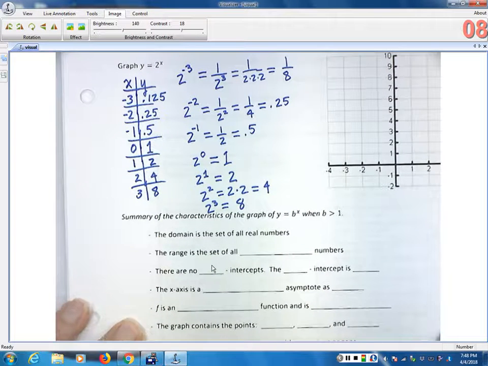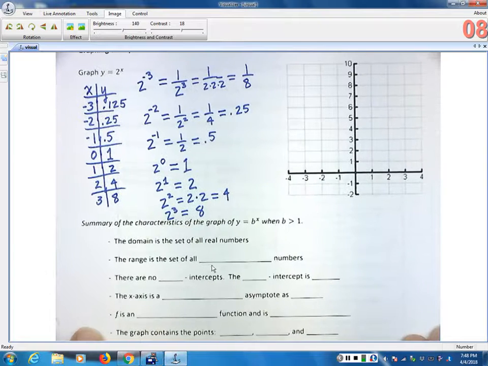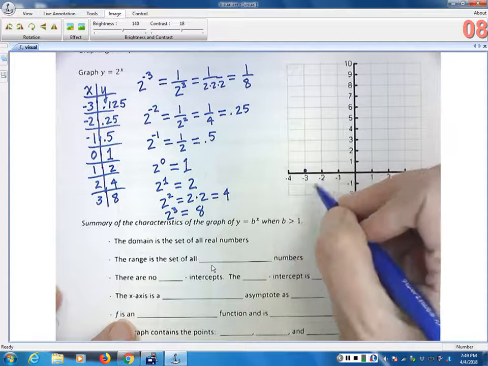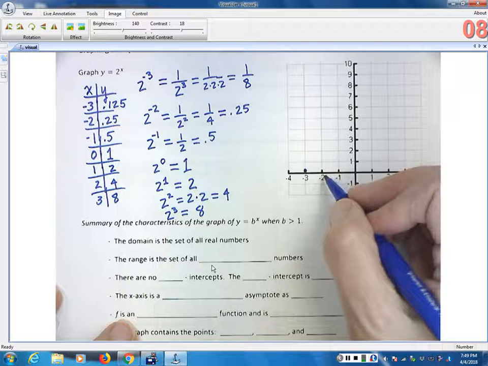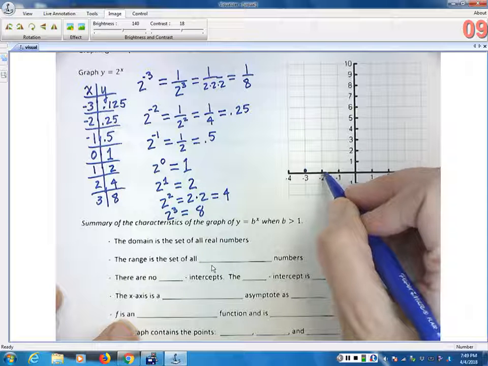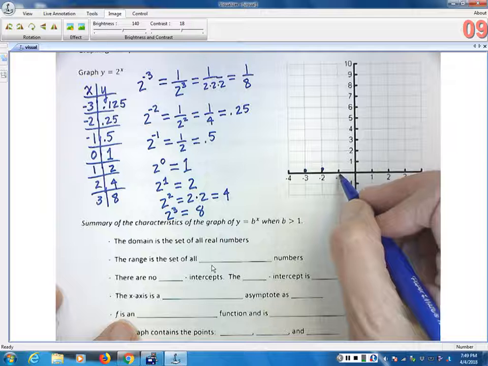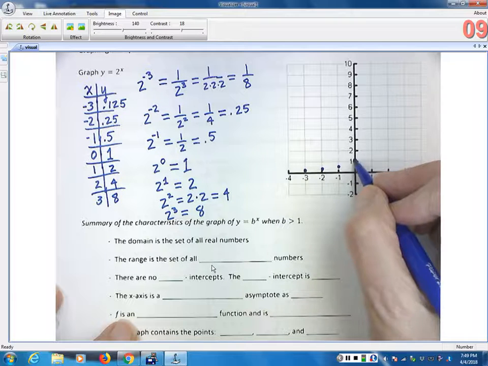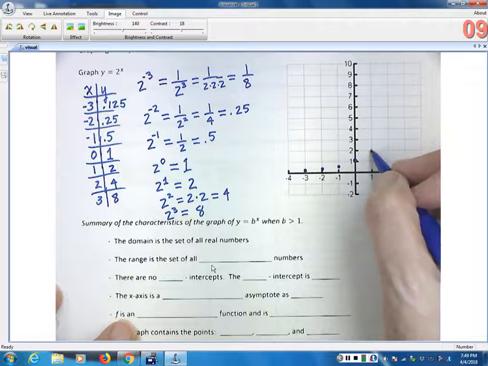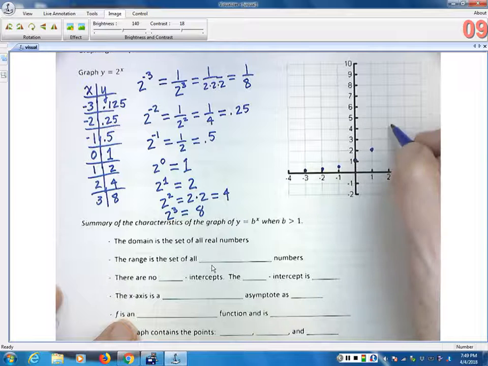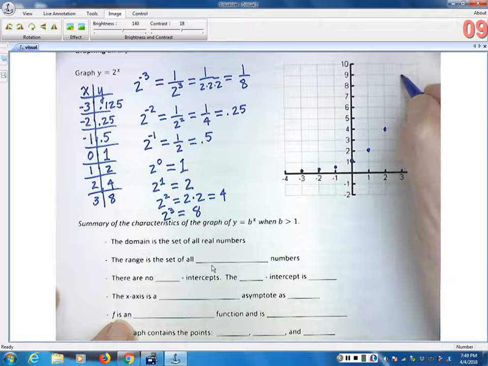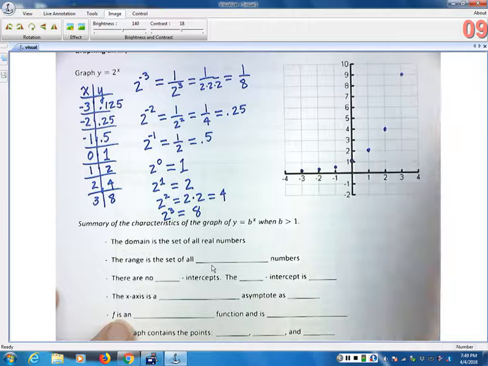So there it is. Got my points. We're going to graph that. -3, and we're pretty close to the x-axis. -2, and that's a quarter. -1, and that's at a half. 0, 1. 1, 2. 2, 4. 3, 8. No, that's 9. Easy to do.